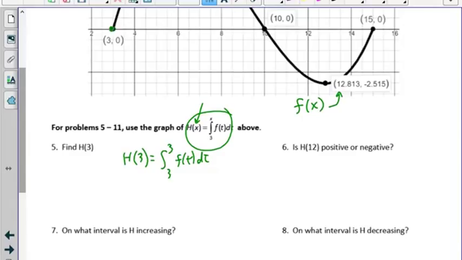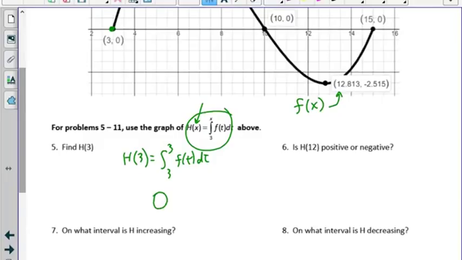We have the point 3 comma 0, but it doesn't even matter where the point is. I could have the point at 3 comma 100. Doesn't really matter. So if I'm taking the integral from 3 to 3, I'm basically finding the area under a point. The area under a point is always 0. So h of 3 is 0.